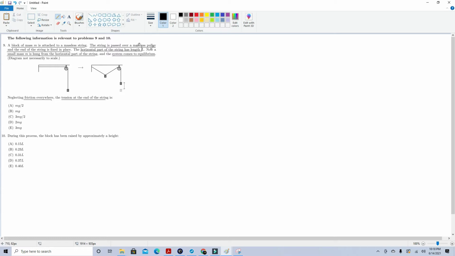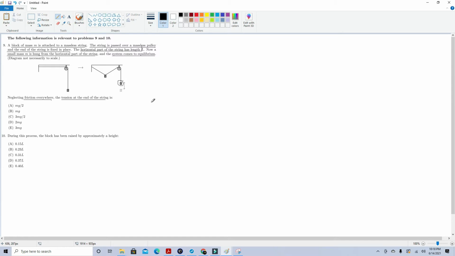So, the setup for this problem is quite simple. We have a string that's fixed to a wall, and it's holding a mass. And then another mass is hung on the horizontal part of the string, pulling the mass that already was on the string a bit upwards. And now the question is asking us to find the tension at the end of the string. So when it says end, it means where this small mass is located.